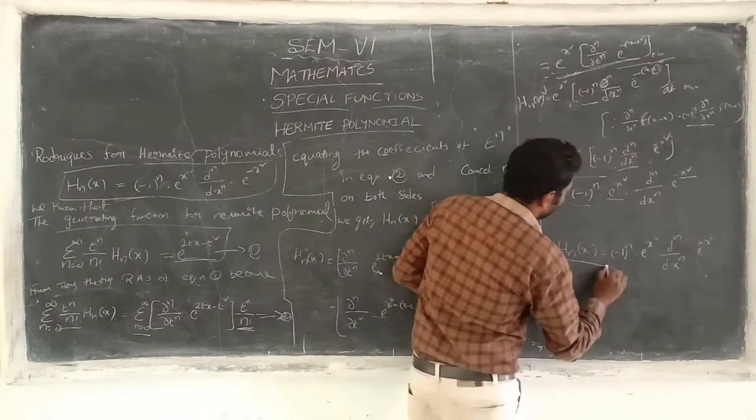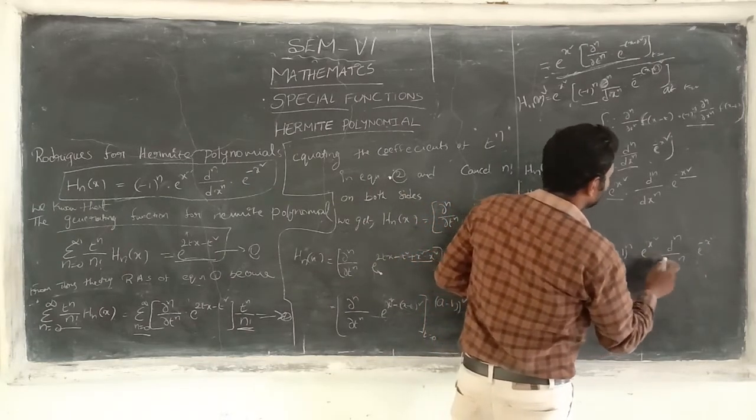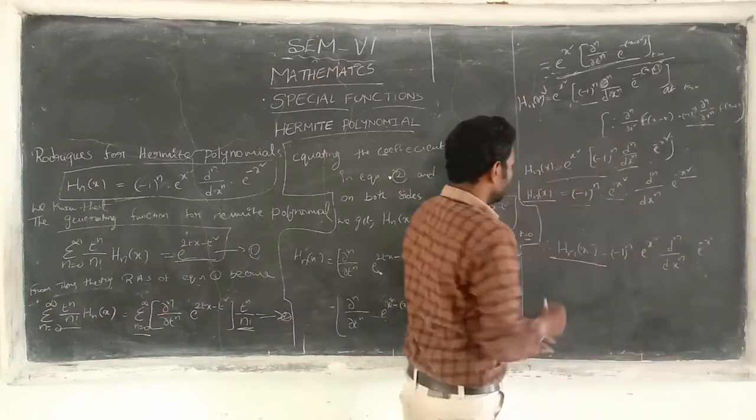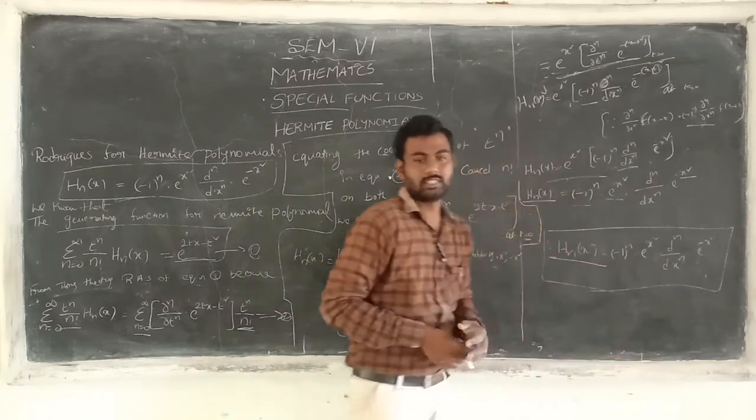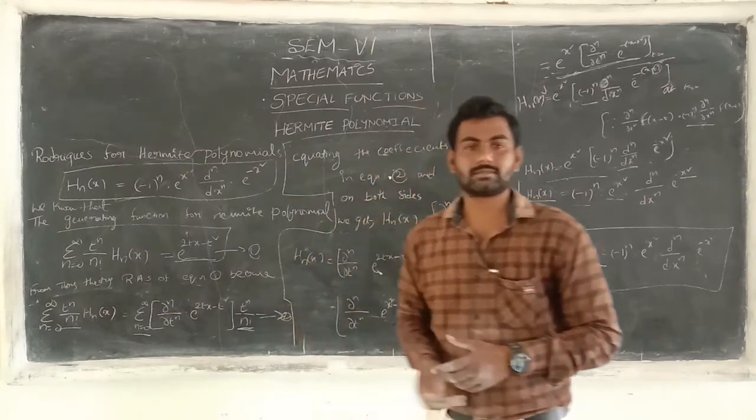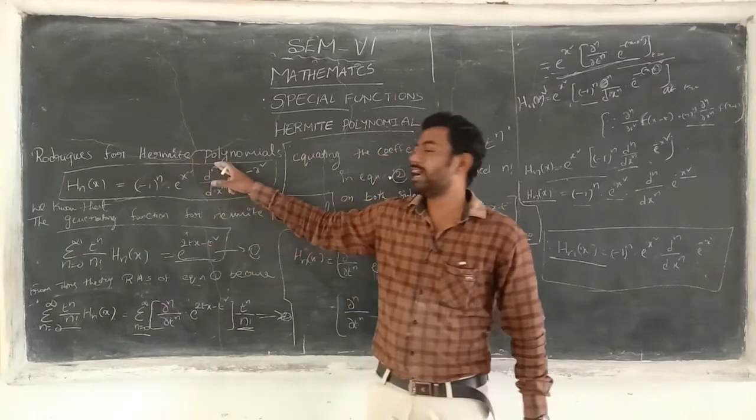So Hn of x equals minus 1 power n into e power x square into d power n by dx power n of e power minus x square. This is the Rodrigues' formula for Hermite polynomials. So we have proved this equation. This is the Rodrigues' formula for Hermite polynomials.